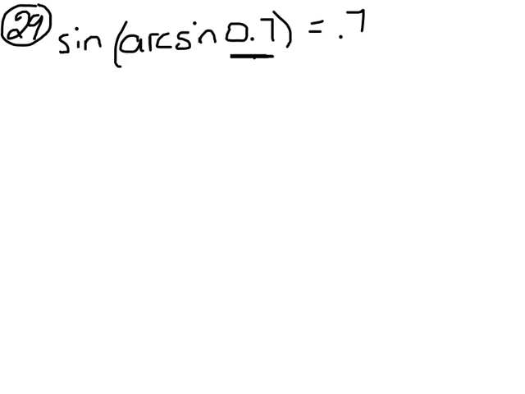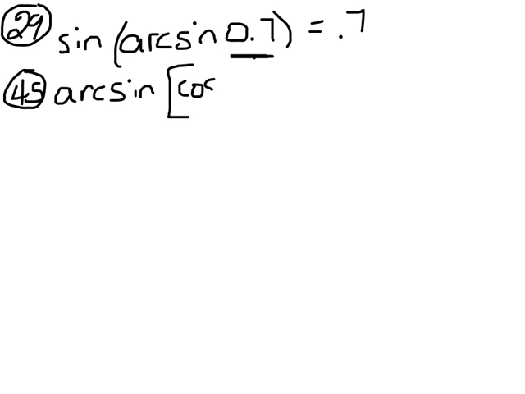Not all of them are like that, though. Let's pick one that's not like that. Let me pick 45. We have the arc sine of the cosine of negative pi over 6.